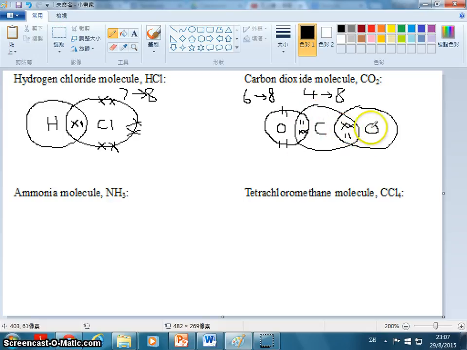So for the oxygen now, you have used 2 electrons from its 6 electrons. So you have 4 electrons left. So that is the electron diagram for carbon dioxide.